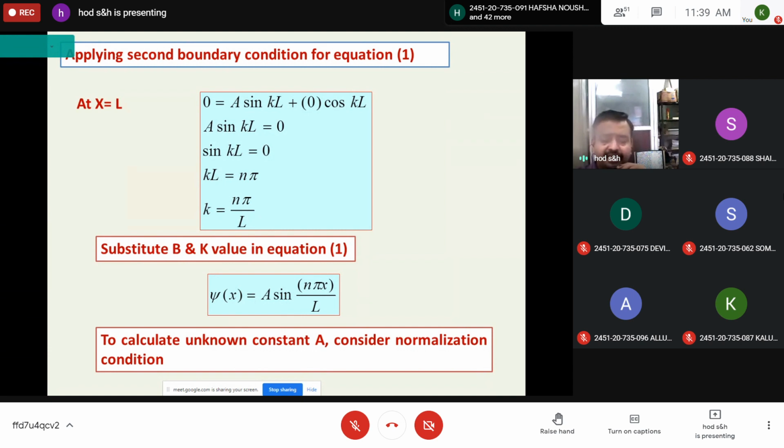So finally, the equation becomes: actually we have ψ(x) = A sin kx, but k is equal to nπ/L. Therefore, the wave function associated with the particle inside the box is ψ(x) = A sin(nπx/L).